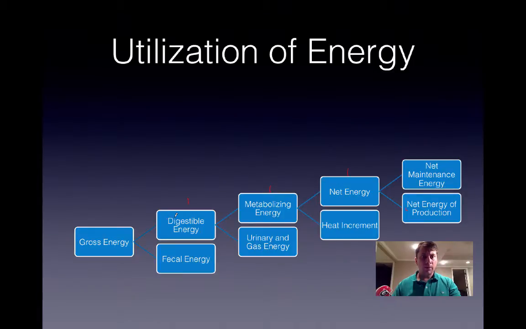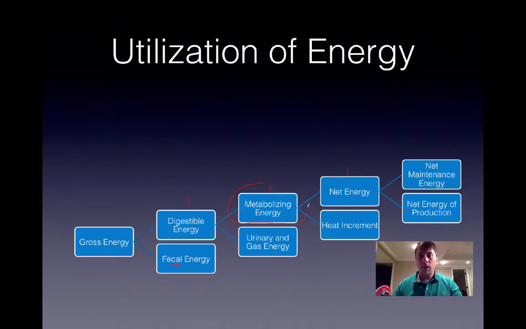So digestible energy is the portion of gross energy that's not lost in fecal matter. And so that's easy to determine. Essentially you just take the gross energy of the feed that was given to the bird, and you subtract from that the energy that's contained in the fecal matter, or the energy lost, and that will give you your digestible energy.